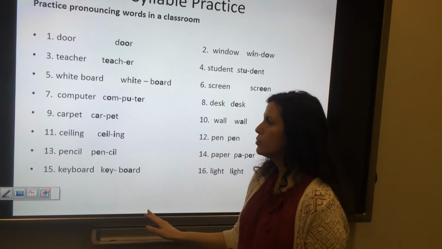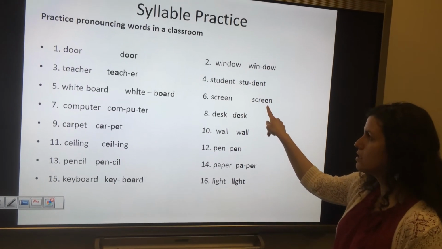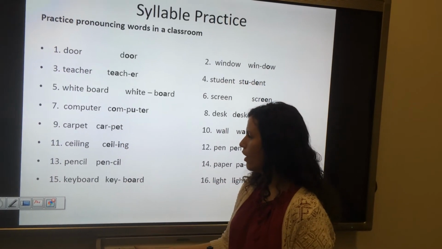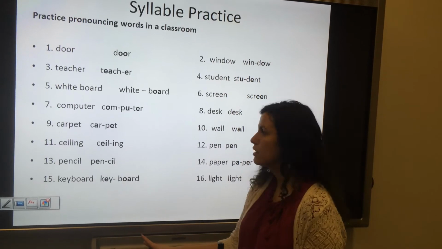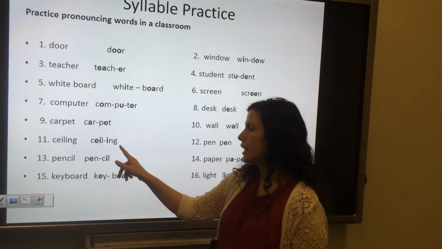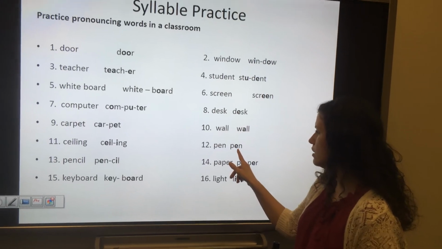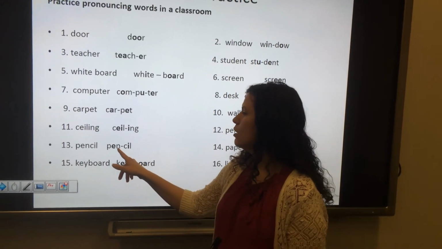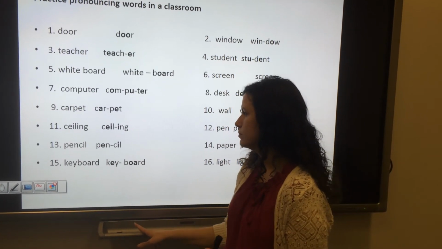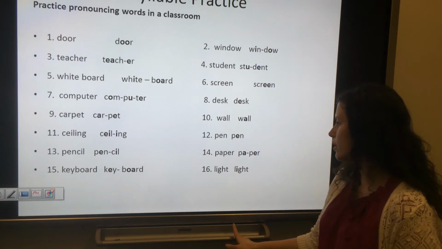Computer. Desk. This E makes a different sound than this one does. Carpet. Wall. Only one sound. Ceiling makes two sounds. Pen, just one sound. Pencil. We have an E and an I. Paper. We have an A and an E. Paper. Two sounds.